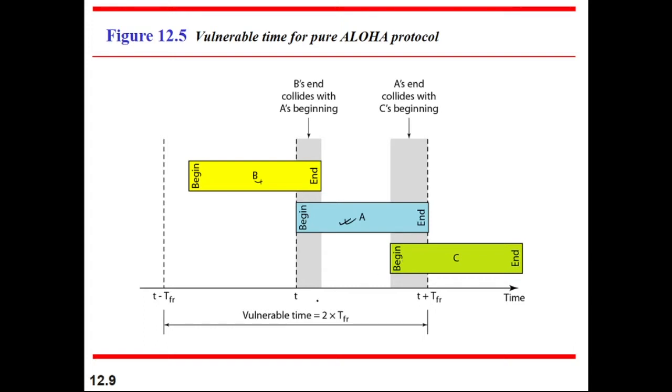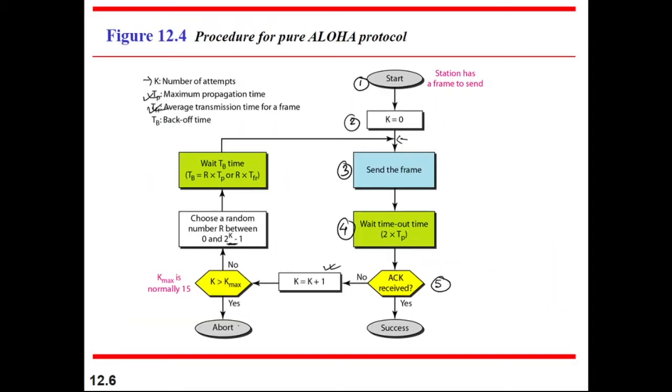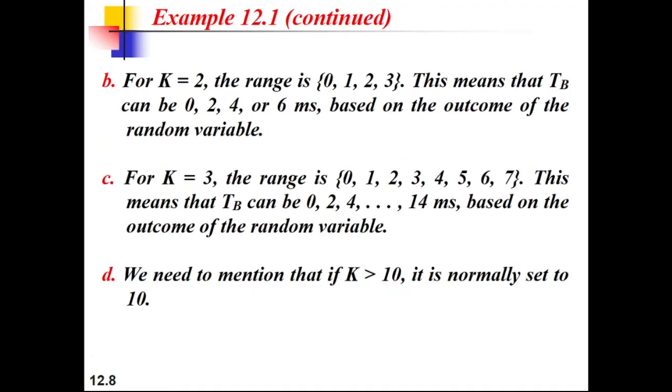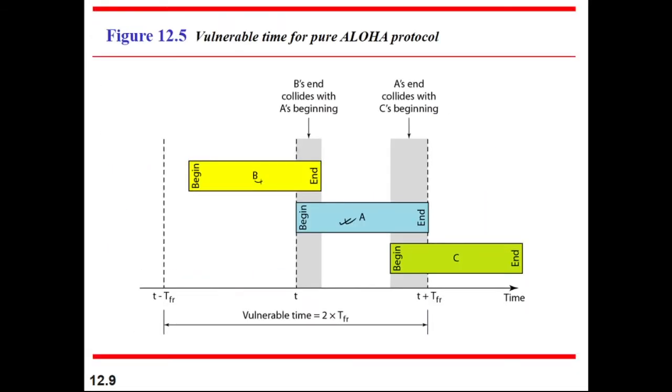So here you should know the formula of vulnerable time. This is 2 × TFR. So what is TFR? TFR is equal to the average transmission time for a frame. That means for a frame to reach its destination, the time required to transmit the frame. So that time you need to provide. So the vulnerable time is 2 × TFR.